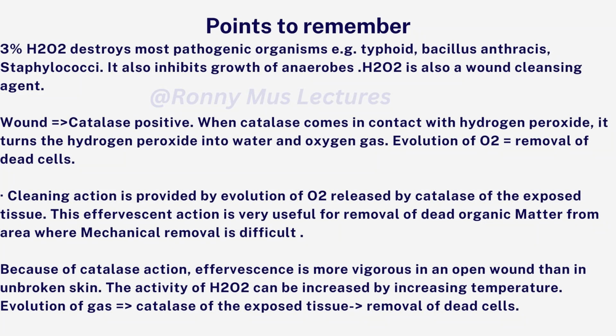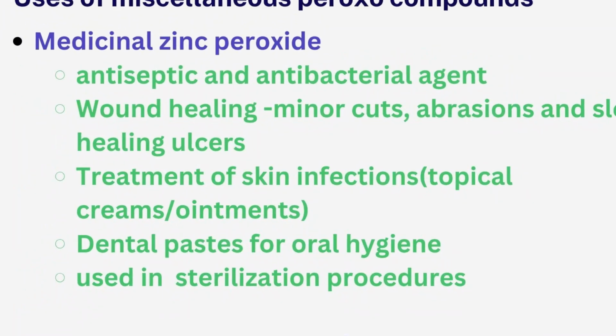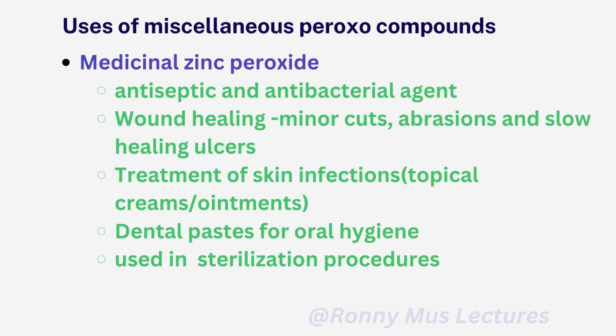Important points to remember: 3% hydrogen peroxide destroys most pathogenic organisms. And then hydrogen peroxide is used in wound cleansing. When there is a wound, that wound is usually catalase positive. So when this enzyme comes into contact with hydrogen peroxide, it is broken down into water and oxygen gas. And it is the evolution of this oxygen that helps in the removal of dead cells, hence promotion of wound healing.